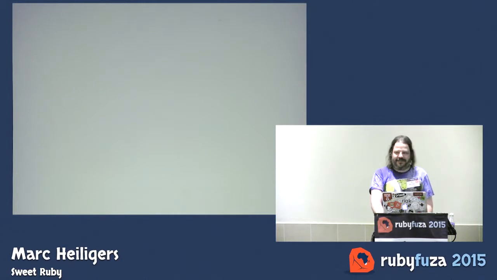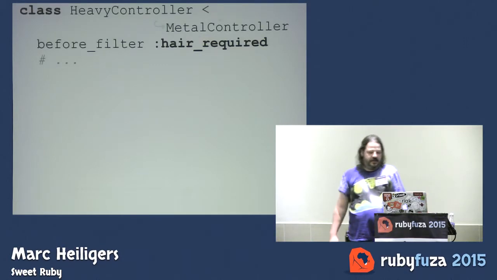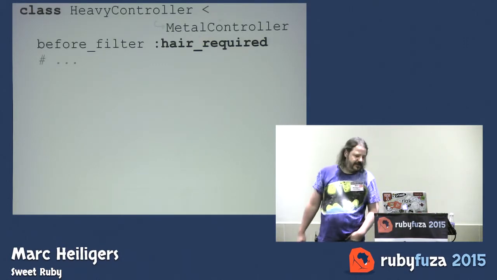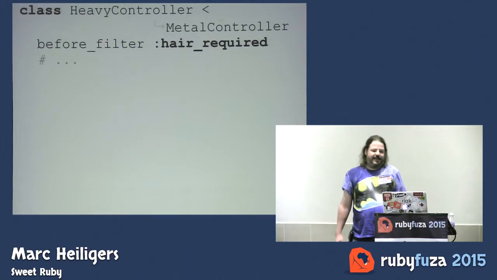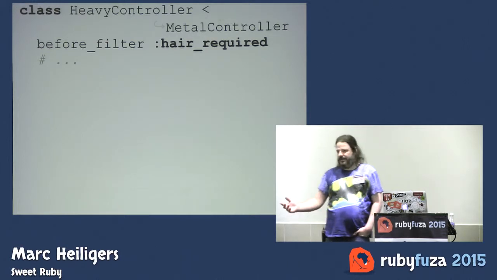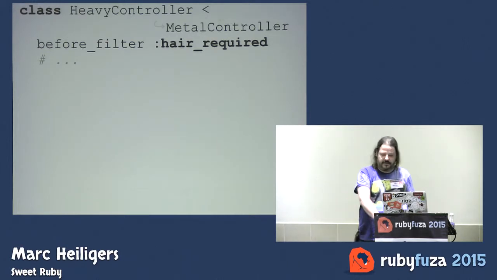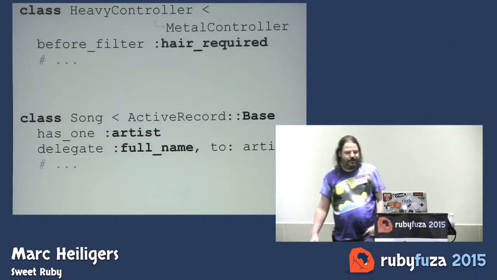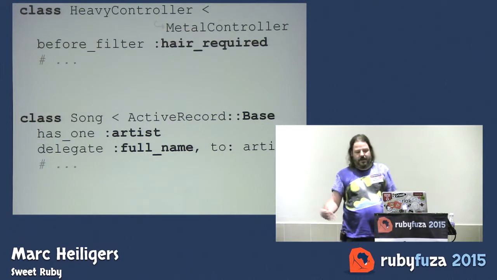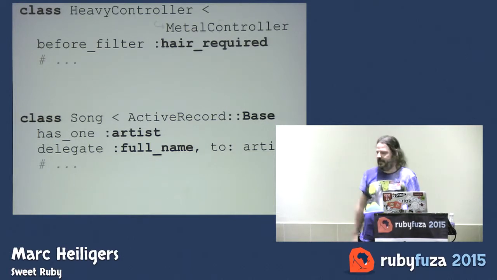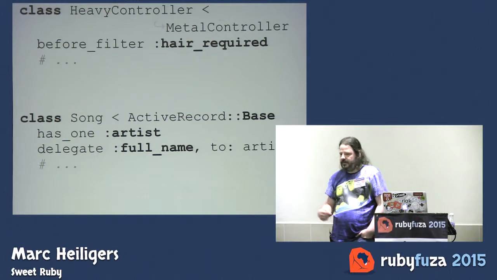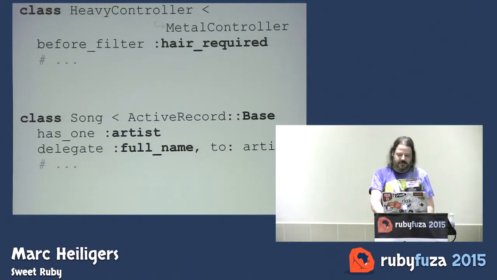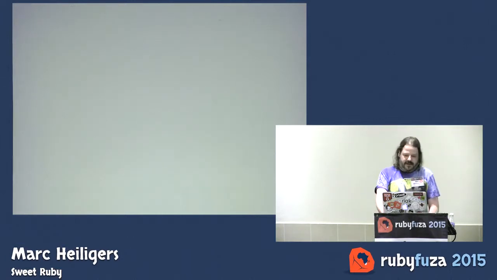We see this kind of thing in our Rails applications all the time. So we might have a HeavyController inheriting from a MetalController, which has a before_filter, and that's exactly a class method being called there. Or we might have a Song which is an ActiveRecord, and it belongs to one artist, and it delegates the full_name method to the artist. These are class methods that are being called, and they're being inherited from those base classes.